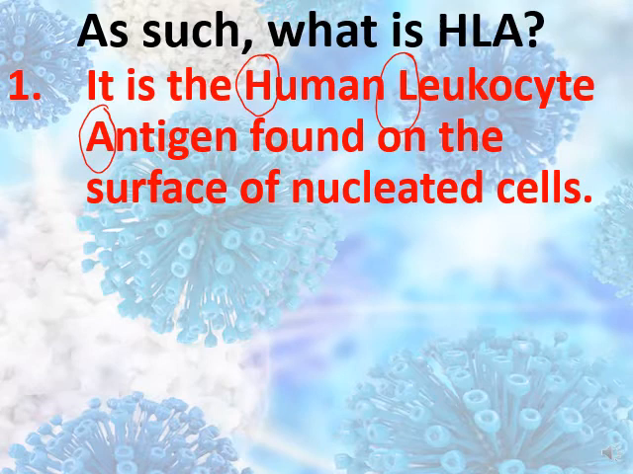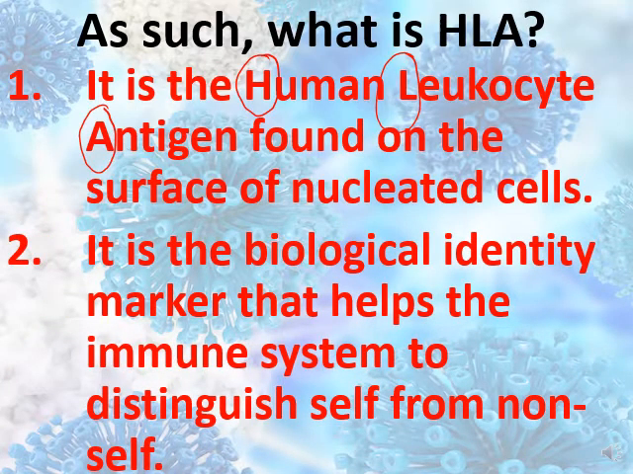What is the role of HLA? Why do we have to have HLA? HLA is the biological identity marker that helps the immune system to distinguish self from non-self. Let's say, for example, we have football clubs, Real Madrid and Barcelona. Both of them have different logos. How can we determine that this player on the field belongs to Real Madrid? By having the logo and the shirt of Real Madrid. Having the logo of Barcelona, you know that this player belongs to Barcelona.